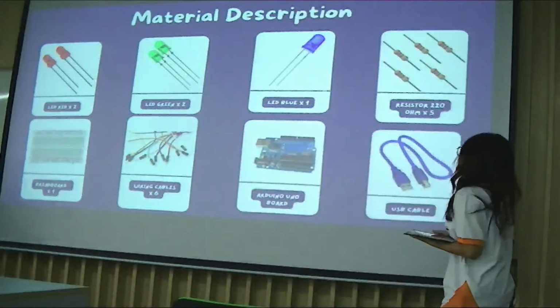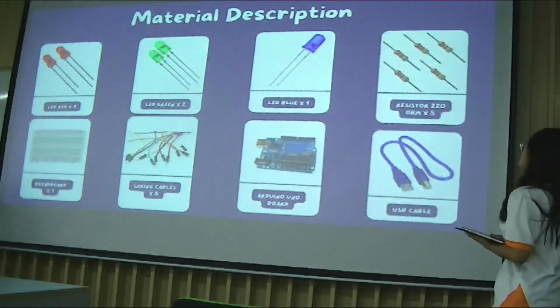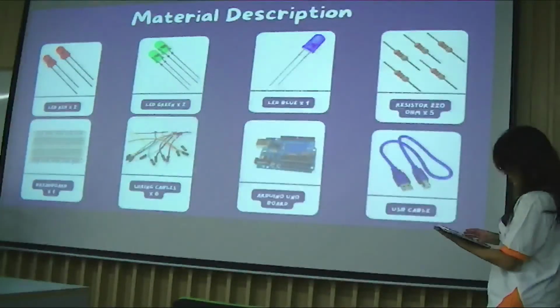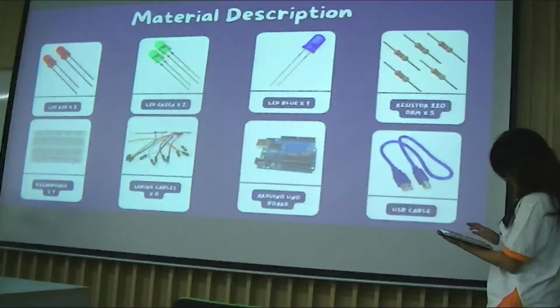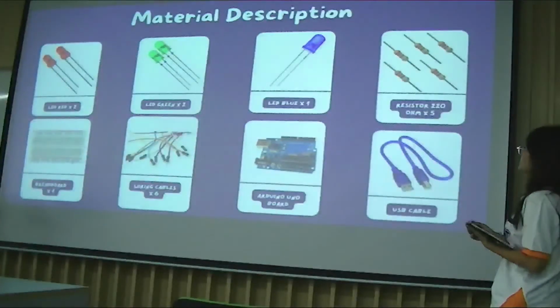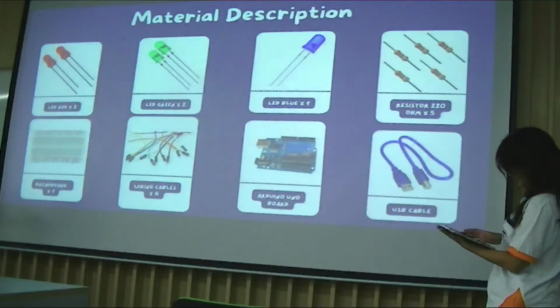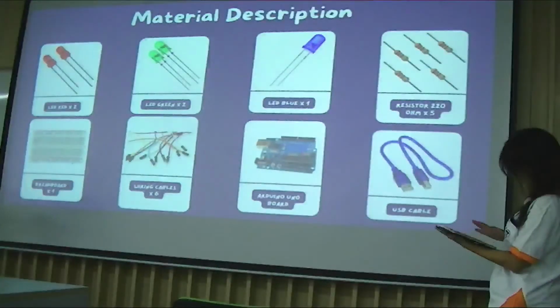So here's our material description. First, we have 1 LED red, 2 LED green, 1 LED blue, 5 resistors of 220 ohm, 1 breadboard, 6 wiring cables, Arduino Uno board, and USB cable.